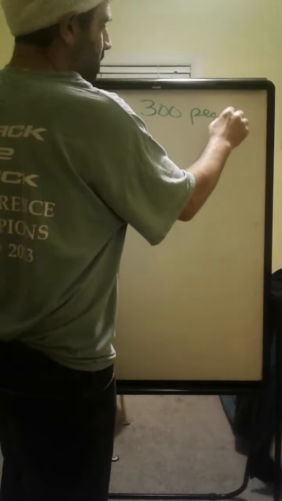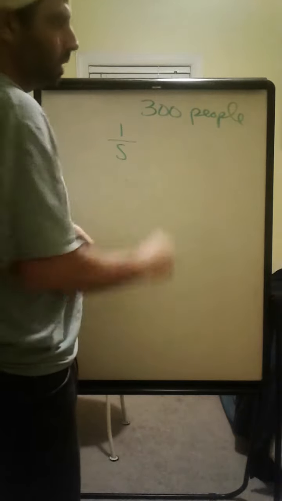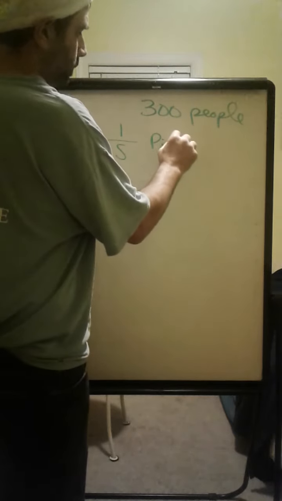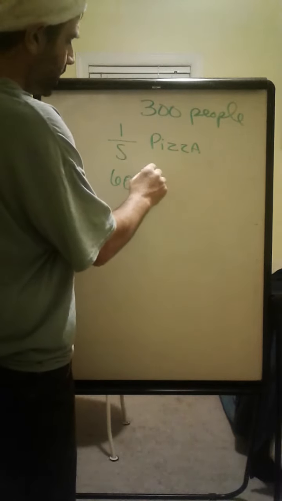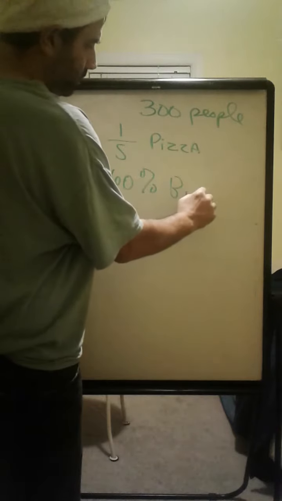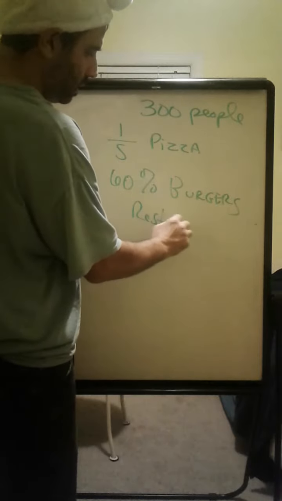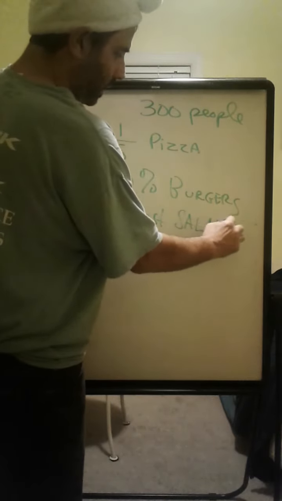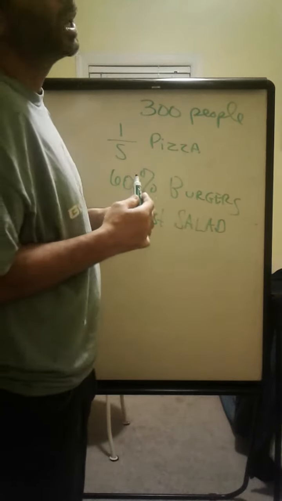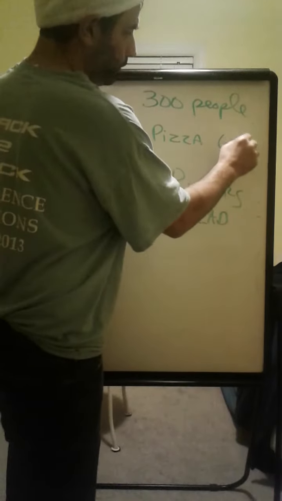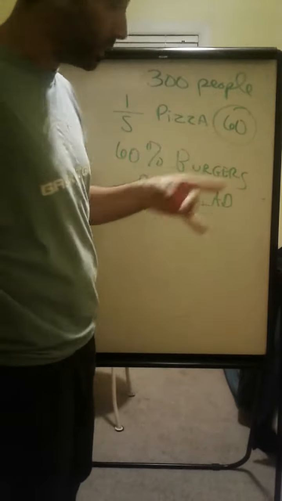people in, let's say, a cafeteria. Okay? Let's say 1/5 are eating pizza. All right, let's say 60% are eating burgers. And the rest are eating salad. Okay? Not a big deal. So we're going to do 1/5 times 300. That would get you 60. And for time reasons, trust me, if you did 1/5 times 300, you get 60.